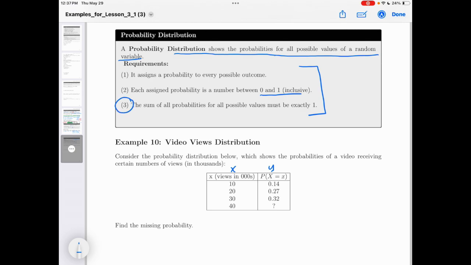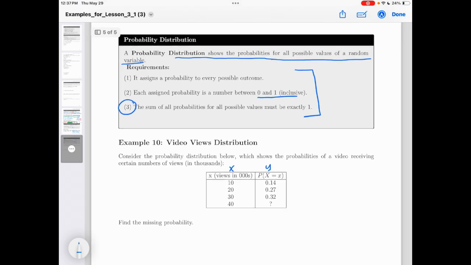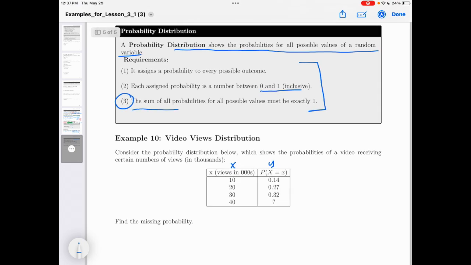And lastly, and in my opinion probably the most important, the sum of all the probabilities for the possible values must be 1. So when I add up all of these values, it needs to add to 1, or 100% if you're doing it in terms of percentage.